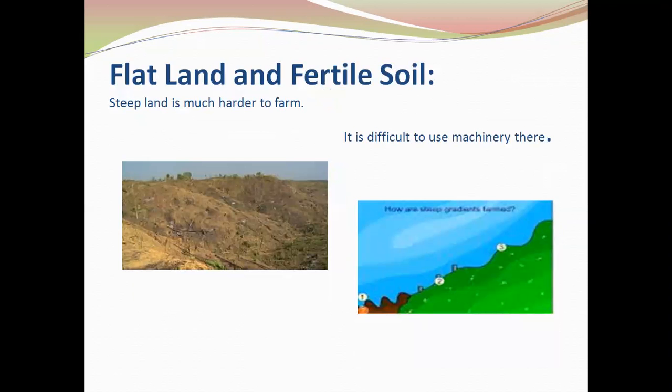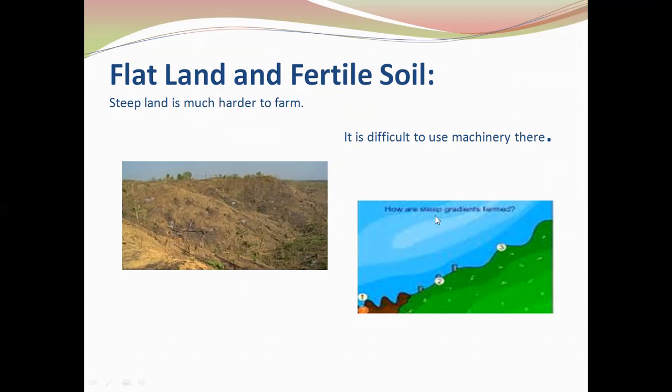Then another factor is flat land and fertile soil. Flat land is very important for growing crops, students, and fertile soil also, because growing crops on flat land is easier than on a slope or rocky land. This is because on flat land the water given to the crops can stand and be absorbed into the soil instead of running down the slope.